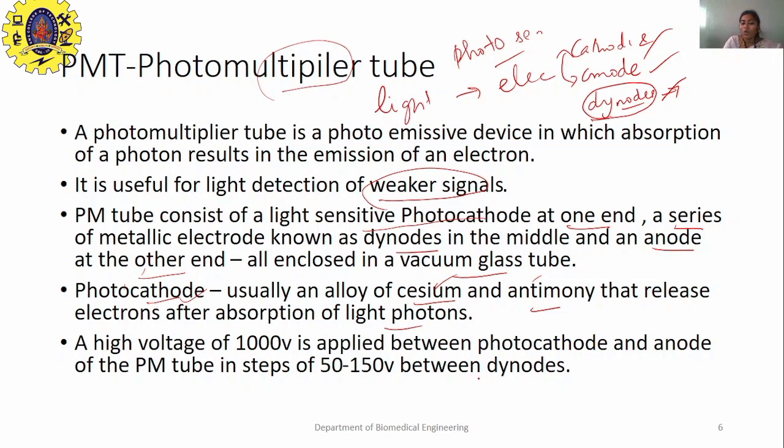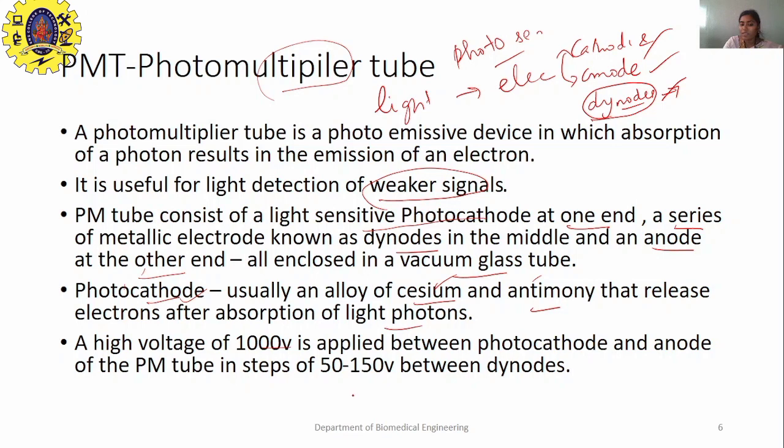One more point is very important, that is the applied voltage. Whether photo tube or photo multiplier tube, we need an external power supply for operation, right? Because it is a passive transducer, here also we need to apply a voltage, a very high voltage. This is applied between the photocathode and anode. But here we do not apply the voltage straight as a 100 volt.